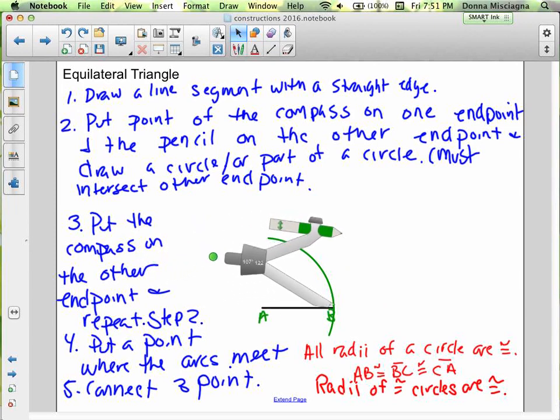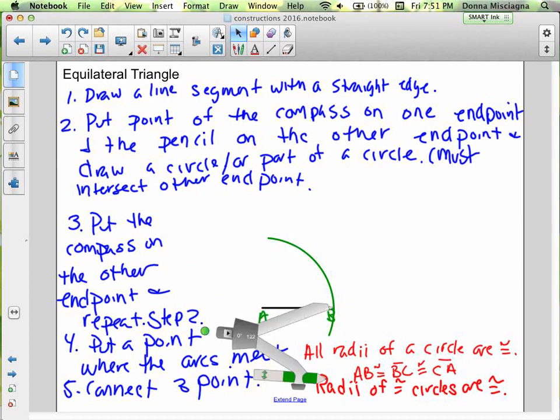Now I'm going to move the compass. Actually, I should probably read my words since I wrote them out. We put the point of the compass on one end and the pencil on the other end point, and we drew a circle or part of a circle. We have to make sure that we intersect at the other end point. Then we put the compass on the other end point, and we repeat step 2. Except in my case, I need to make my compass go the other direction.